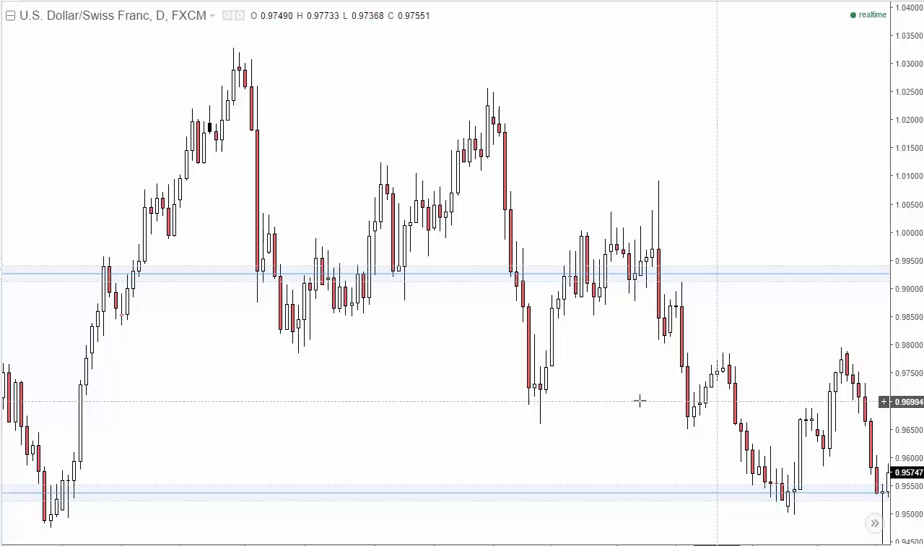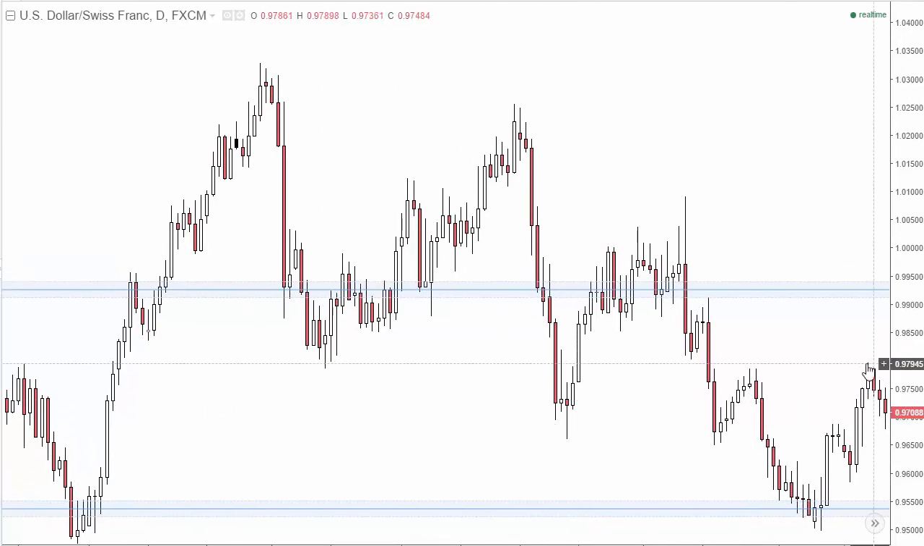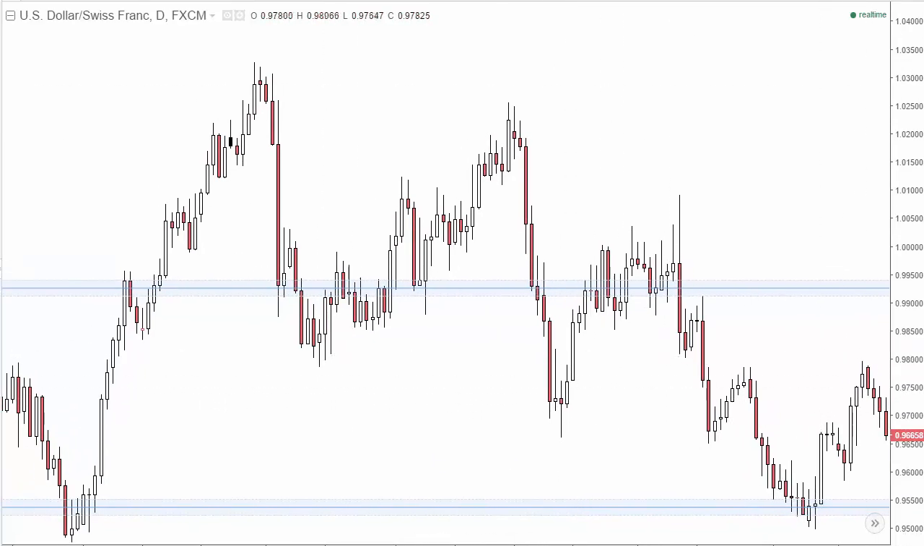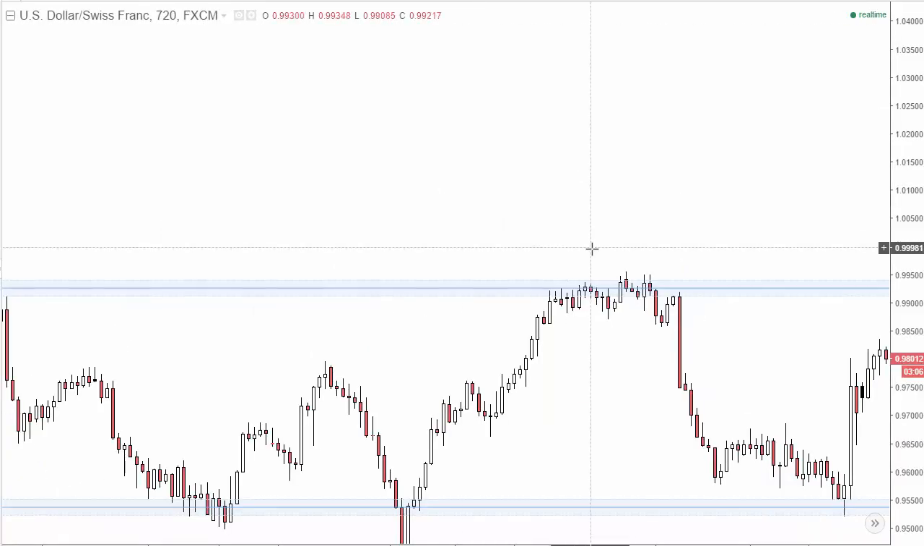Alright, it doesn't look like we have to scroll back to 2012, 2013, 2011, whatever. We don't have to scroll back that far. We can see several bounces up here in this area. They may be clearer on the 12-hour chart though. Let's look.